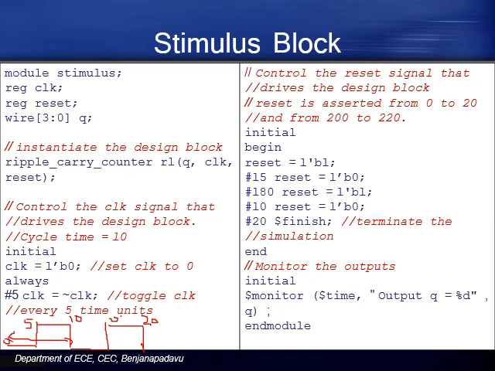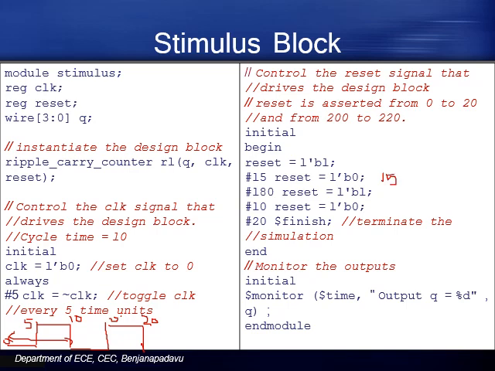The next input that the design block has is the reset. Now the stimulus block is also responsible for applying the reset input. So for reset, initially at time t equal to 0, we make reset equal to 1. And after 15 time units, we make reset equal to 0. So this is at time 0, and this is at time 15, 0 plus 15, this will happen at 15 time units.